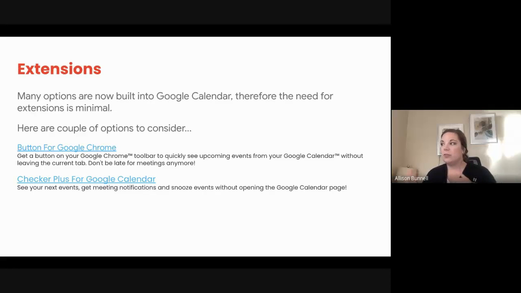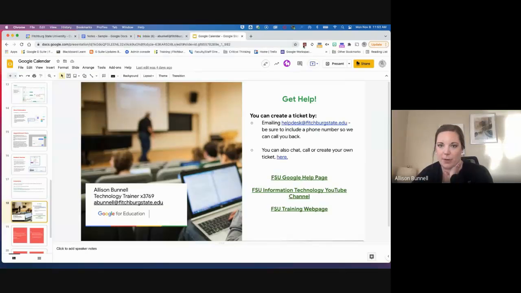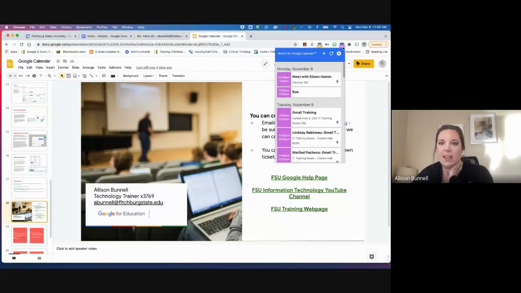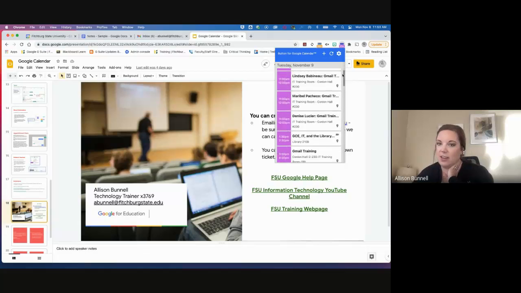The two that I do like to mention though are either Button for Google Chrome or Checker Plus for Google Calendar. You can Google them, or they're linked right here in the slideshow, and I'll show you what they look like. They do similar things, but you can see here in my browser bar, I have two options. So this one with the purple, I'm going to press it. This is the button for Google Calendar, and this gives me basically an agenda, right?